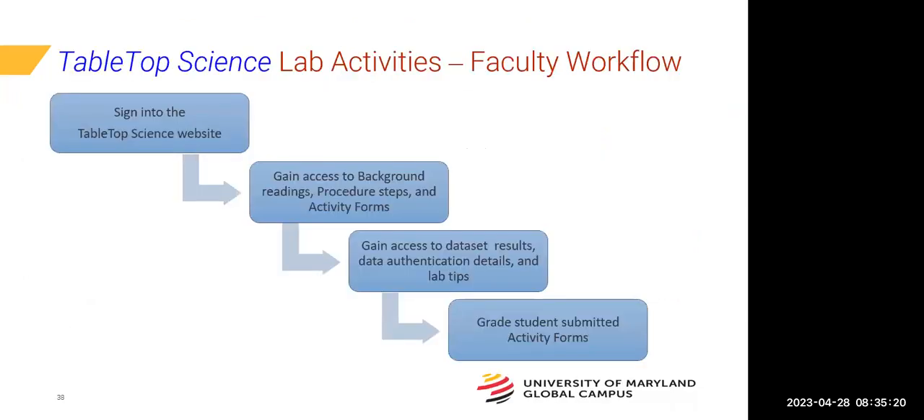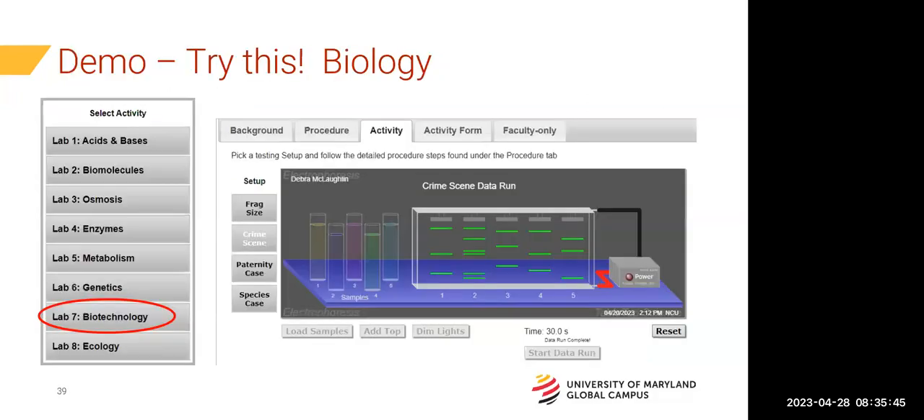And then the faculty flow is similar to the students. We would like the faculty to also make sure they read through the background and procedure steps and the activity form so that they're informed enough to help the students work through. And then that faculty only tab allows the faculty to gain access to data set results and data authentication details, and also some tips for teaching. And then they grade the activity form submitted by the students.